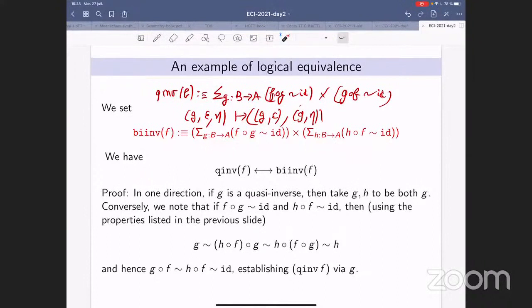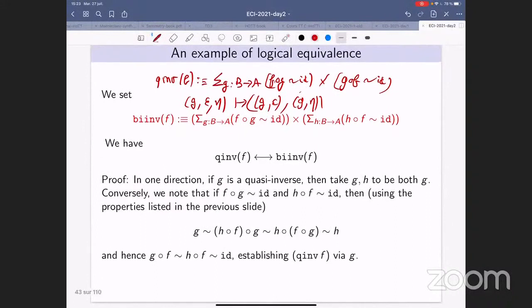In the other direction, suppose that we have a G and an H. We need to find a G that is both a left and right inverse. So clearly, if I have a G and an H, what we can do is take this G. We already know that it is a right inverse by this, and we don't know yet that it is a left inverse, so we have to prove it.